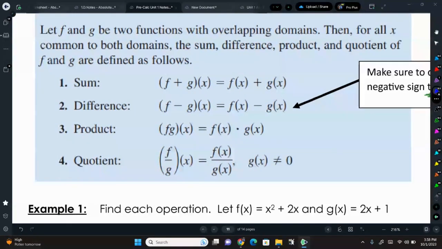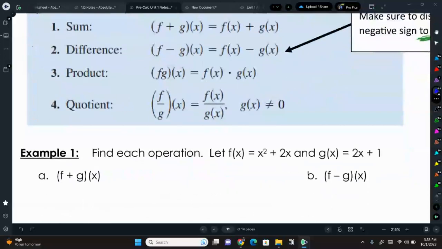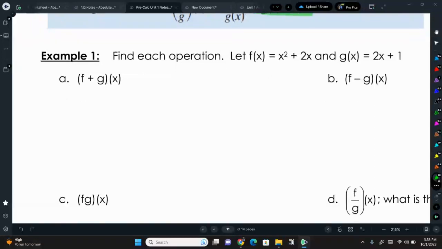Then product, multiplying, so foiling or double distributing, or if we have three things, multiplying by three things, doing the box to make sure everything gets multiplied. And then when we are dividing, we need to make sure to note that the denominator can't equal 0 for the domain. So example 1, let's use f of x equals x squared plus 2x and g of x equals 2x plus 1. And then add, subtract, multiply, and divide these.